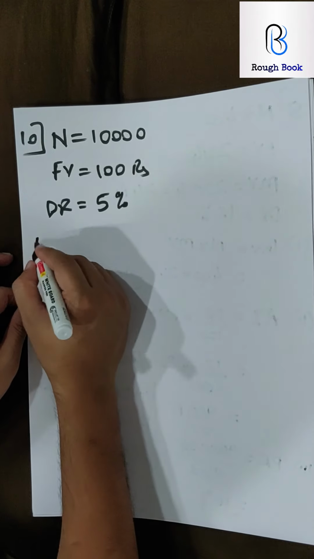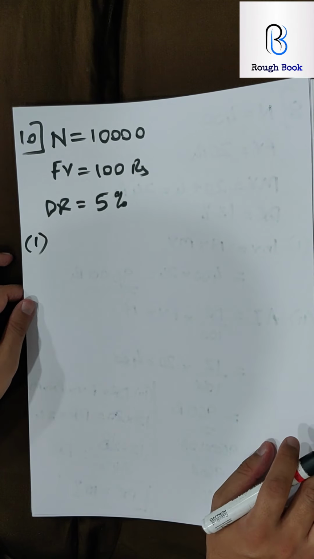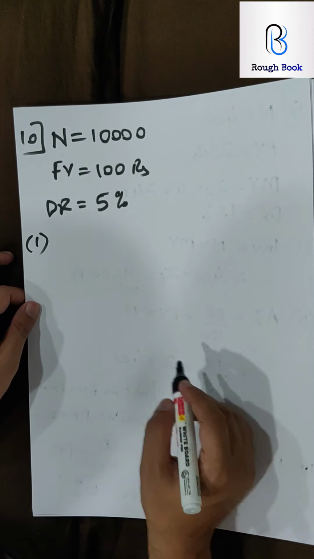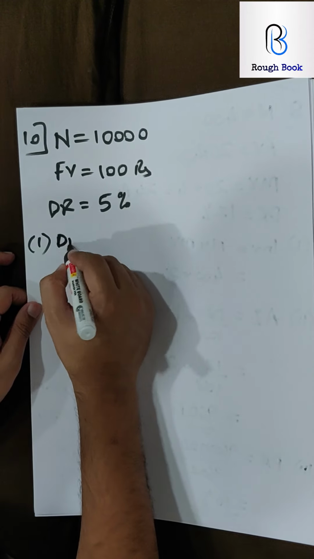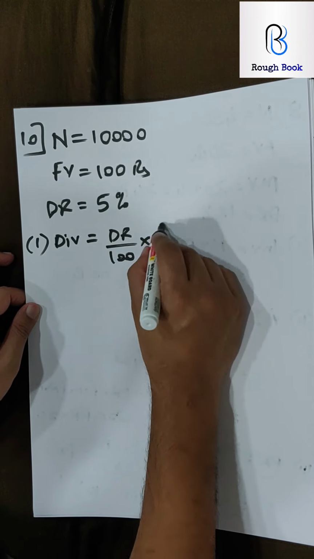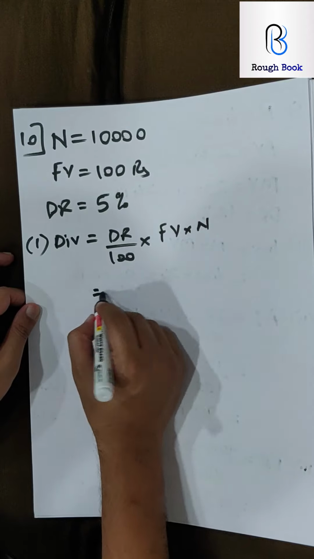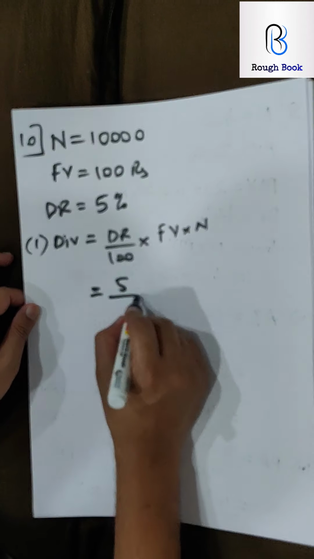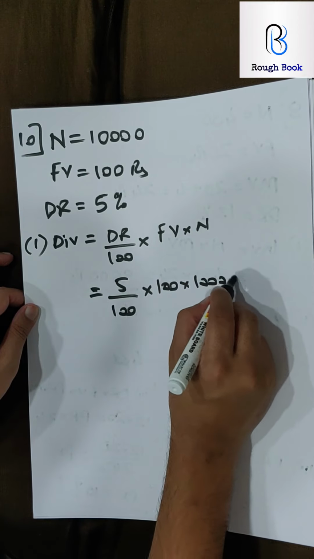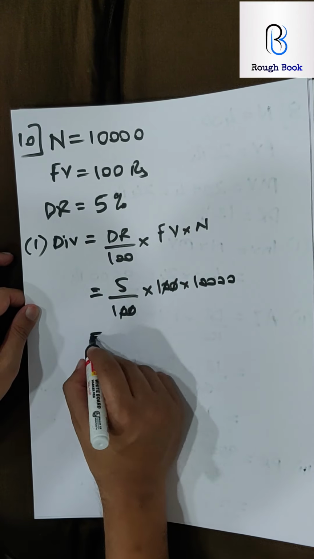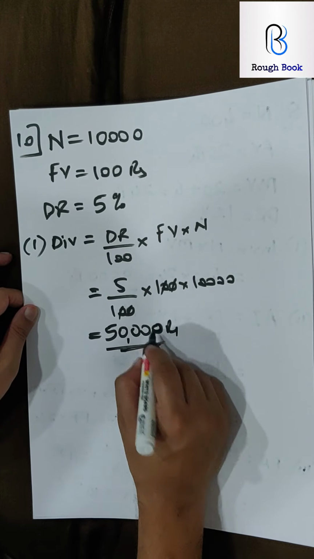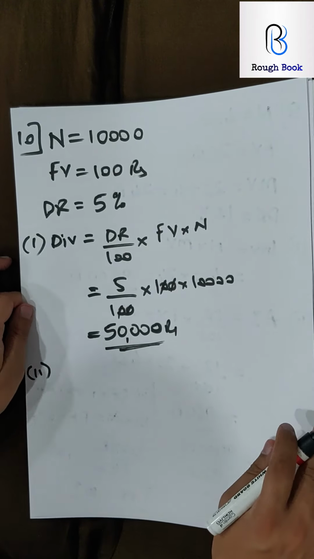The first part of the question, find the total amount of dividend paid by the company. Now this is from the point of view of the company, not the shareholder. So what is the total dividend that the company will have to pay? So dividend rate upon 100 into face value into the number of shares that the company has. So 5% into face value 100, and number of shares is 10,000. So both cancel. So 10,000 into 5, 50,000 rupees is what the company will have to pay as dividend.